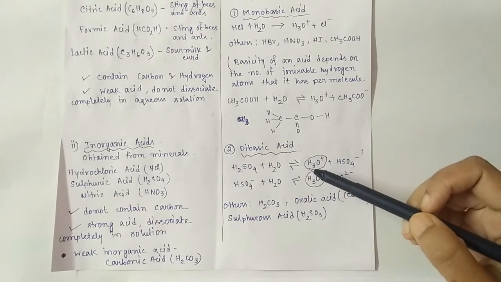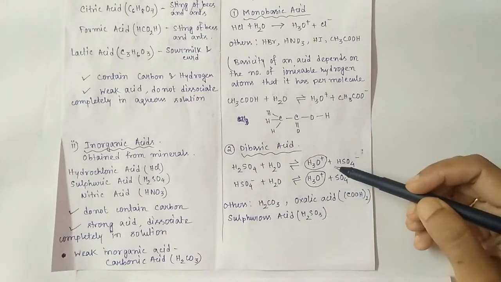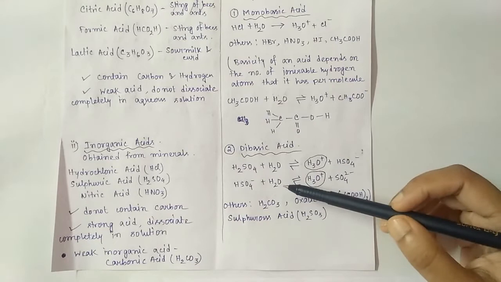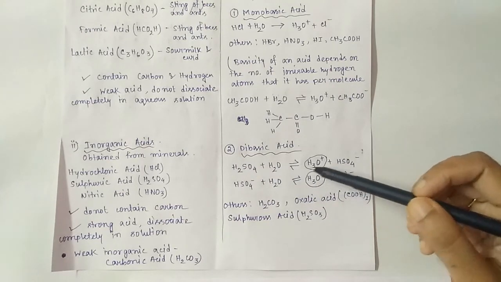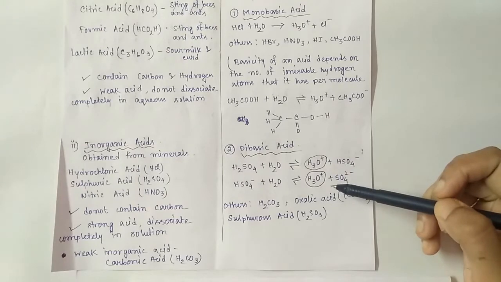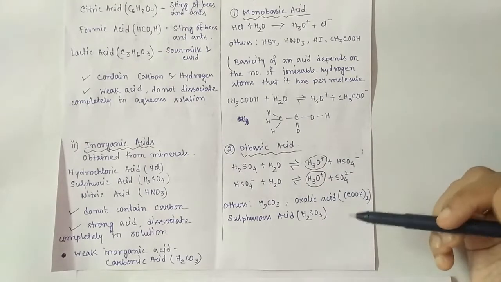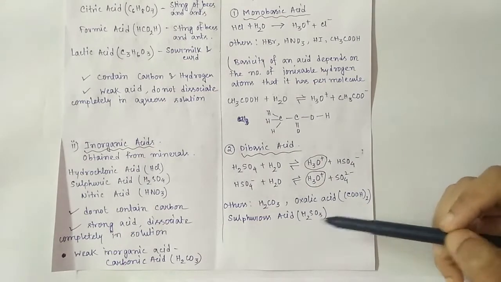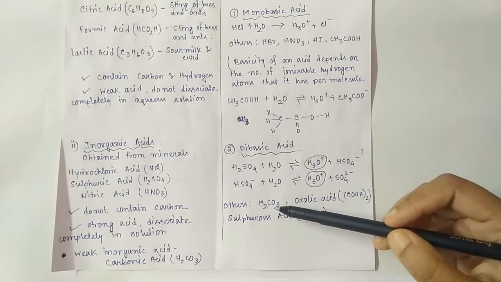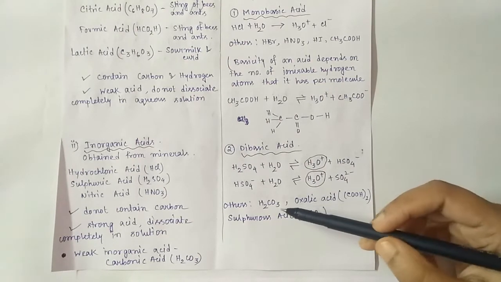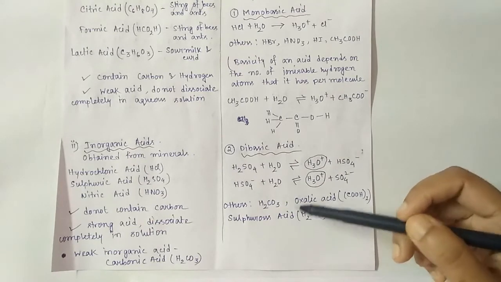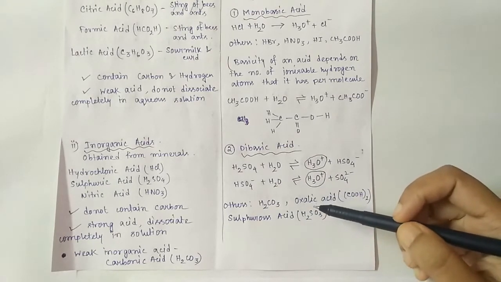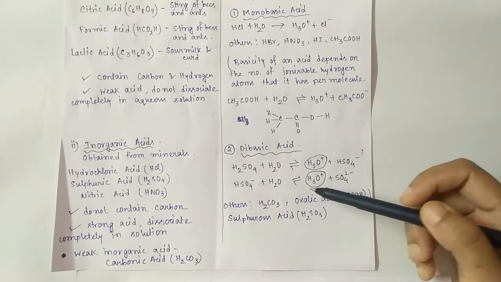So dibasic acid is where the acid gives 2 hydronium ions per molecule. Here you can see H2SO4. It has 2 ionizable hydrogen atoms, and thus it gives 2 hydronium ions. There are other types also possible, such as carbonic acid, oxalic acid, sulfurous acid. They have 2 H plus ions, and when they dissociate, for example carbonic acid, it gives 2 H plus ions and 1 CO3 2 minus, or carbonate anion. That is why it is a dibasic acid.